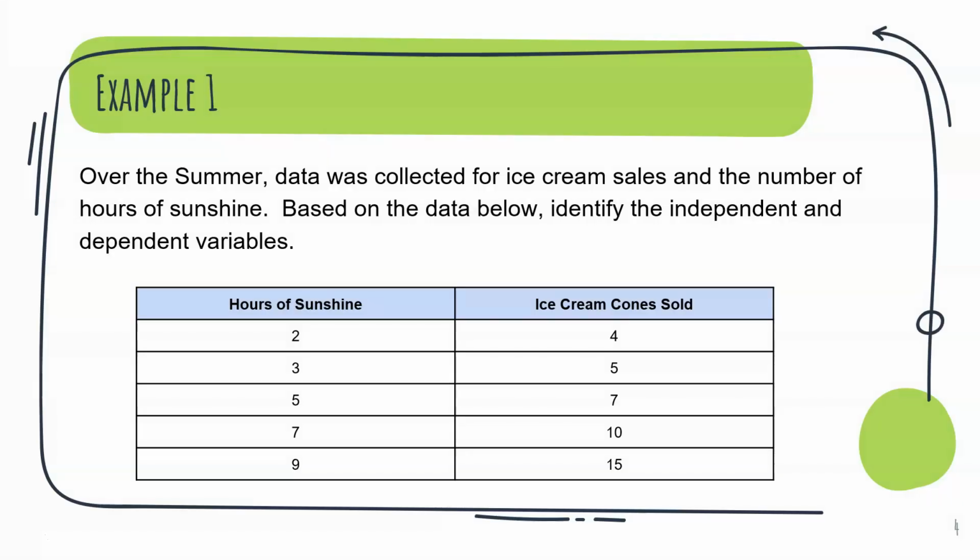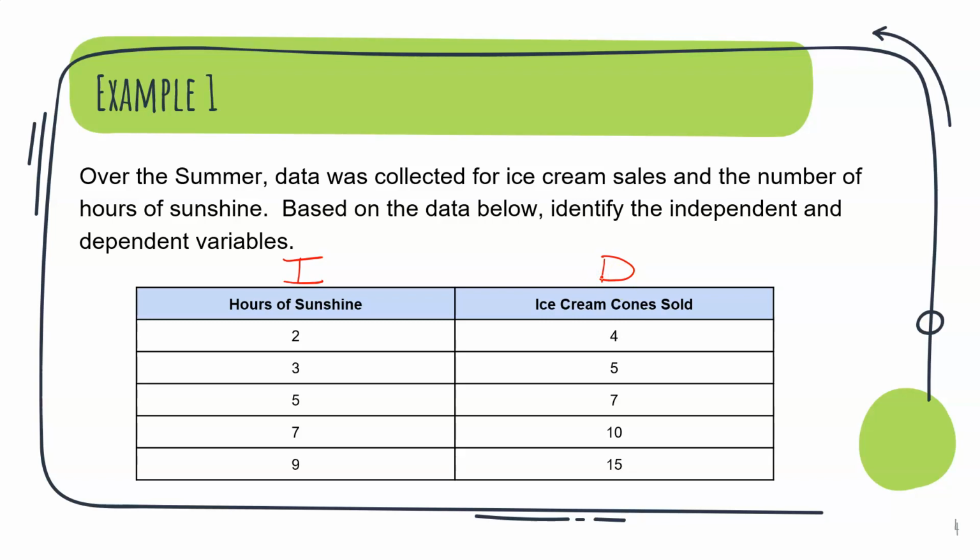Let's look at an example. It says, over the summer, data was collected for ice cream sales and the number of hours of sunshine. Based on the data below, identify the independent and dependent variable. On our data table, we have hours of sunshine and ice cream cones sold. Hours of sunshine is going to be our independent variable. Ice cream cones sold is dependent.